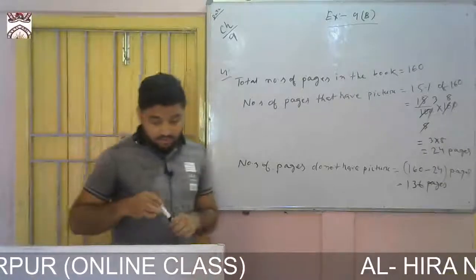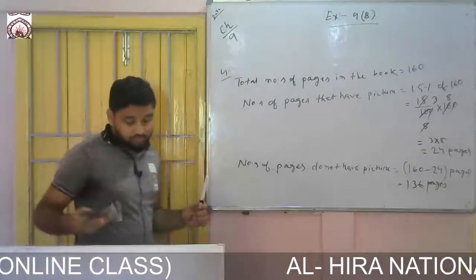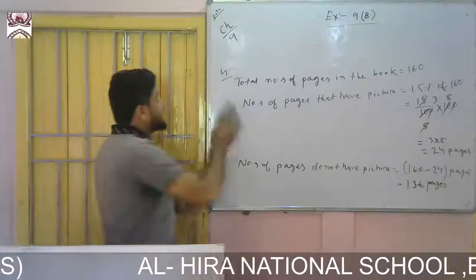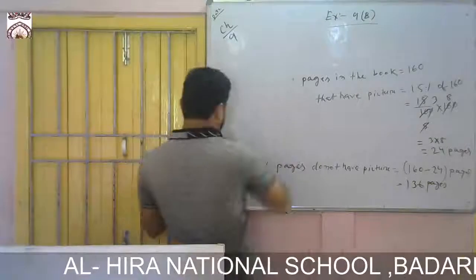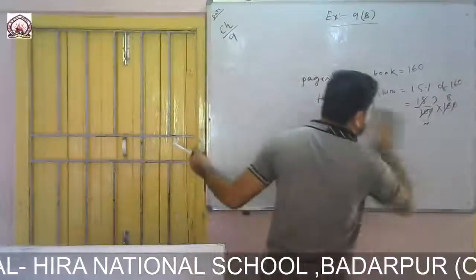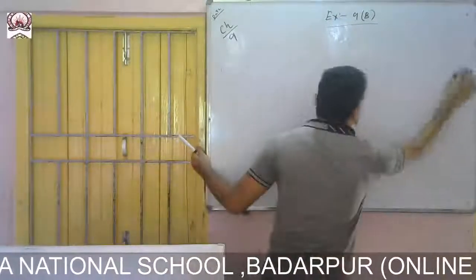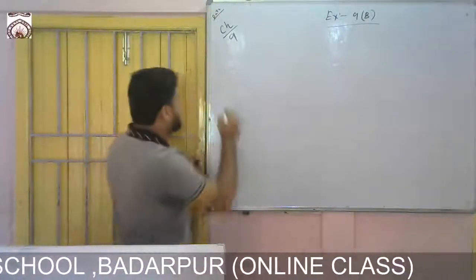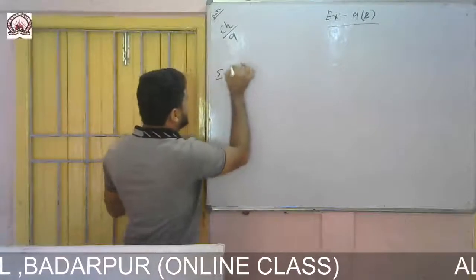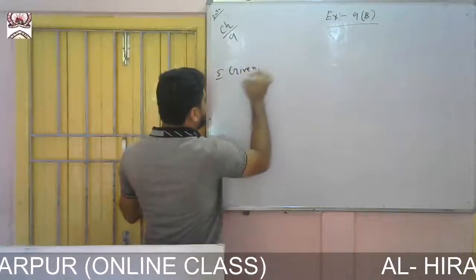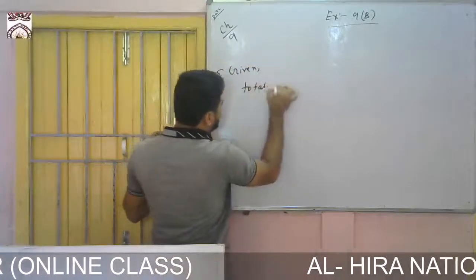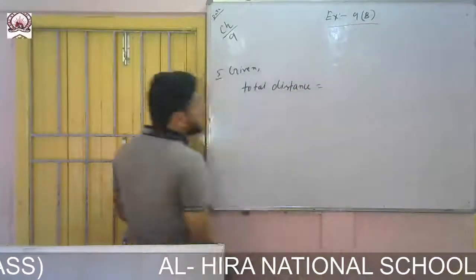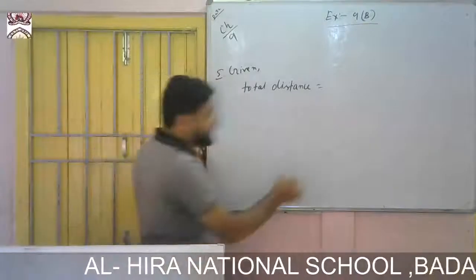So write: given total distance. Question number 5, given total distance is 50 kilometers.